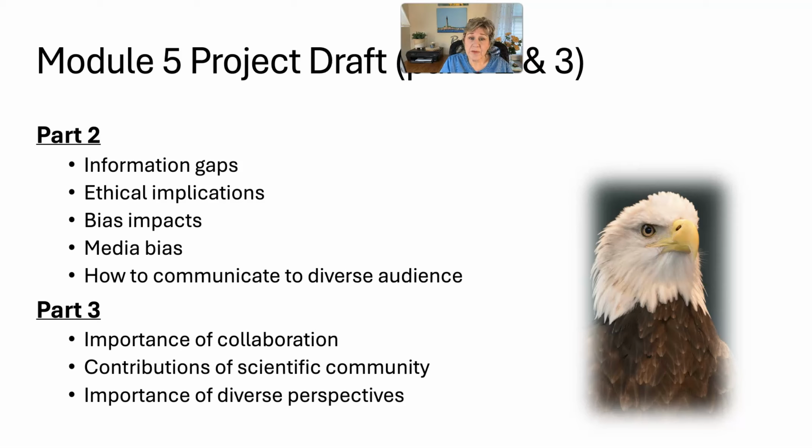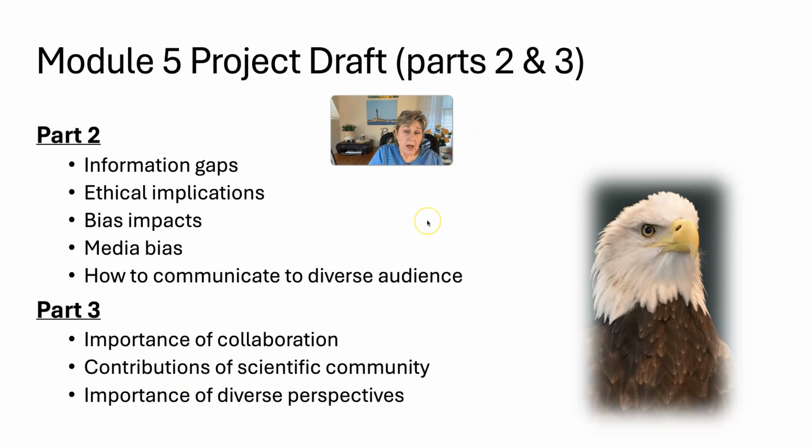Then you've got your Module 5 project draft. These are parts 2 and 3. Let me move my face. I always get my face in weird places. I'm just going to hit on the high points of this. Make sure you use your guidelines. You're used to this now, so I only should have to hit the highlights here. Information gaps for your particular project. What are they? What are the ethical implications of this? And how do we go about closing these gaps?